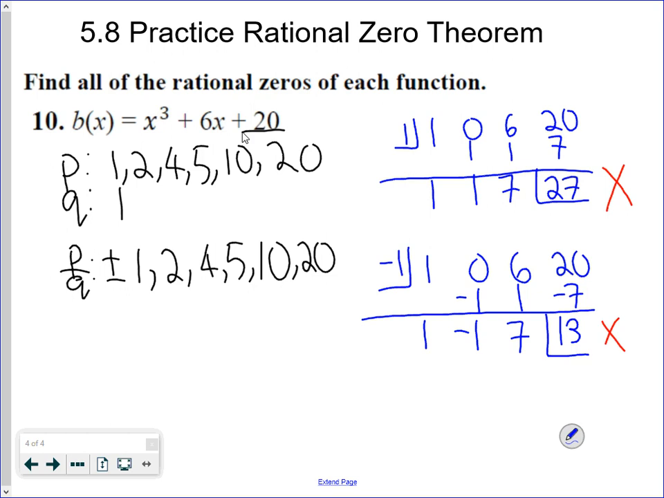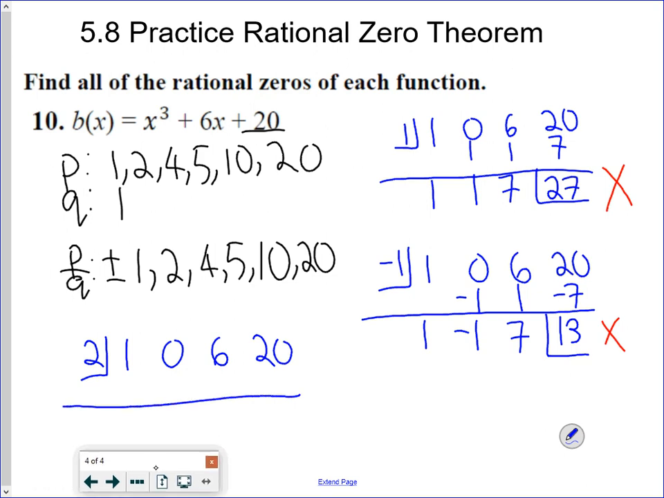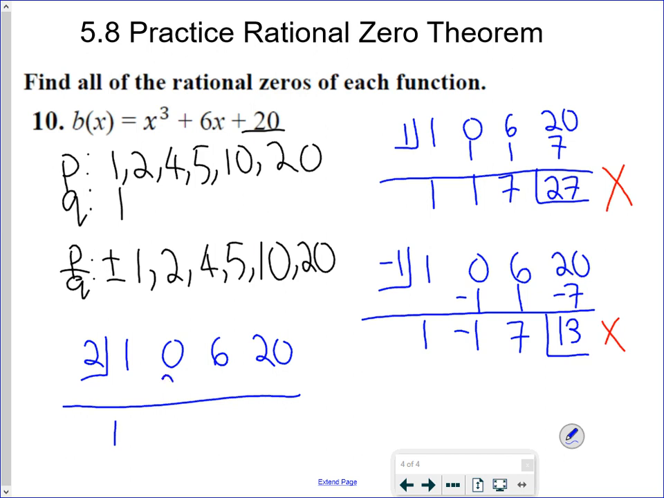Okay, so let's try +2 next, with the same coefficients. 1 times 2 is 2, 2, 4, 10, 20. So I get a remainder of 40, which is not what I want either. So I'm going to cross that out.